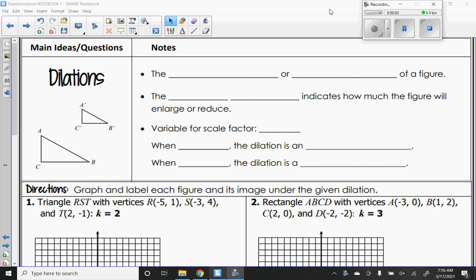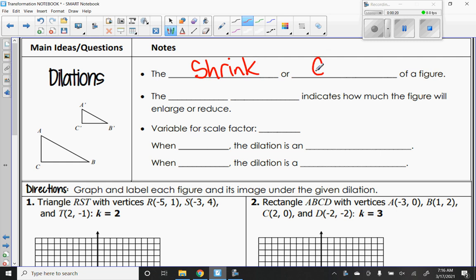All right, dilations for the transformation chapter. A dilation is, I guess we could say, the shrink or growth of a figure. Either an object shrinks or grows. The shrink or growth of a figure. That sounds fine to me.